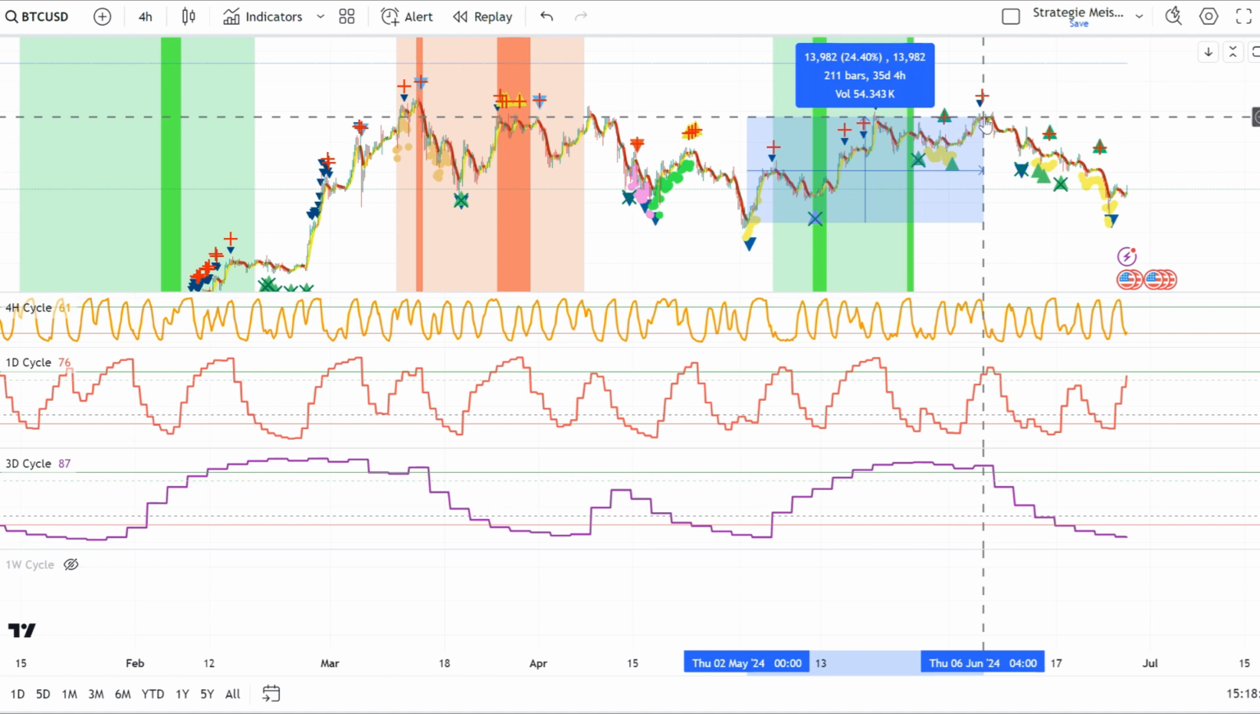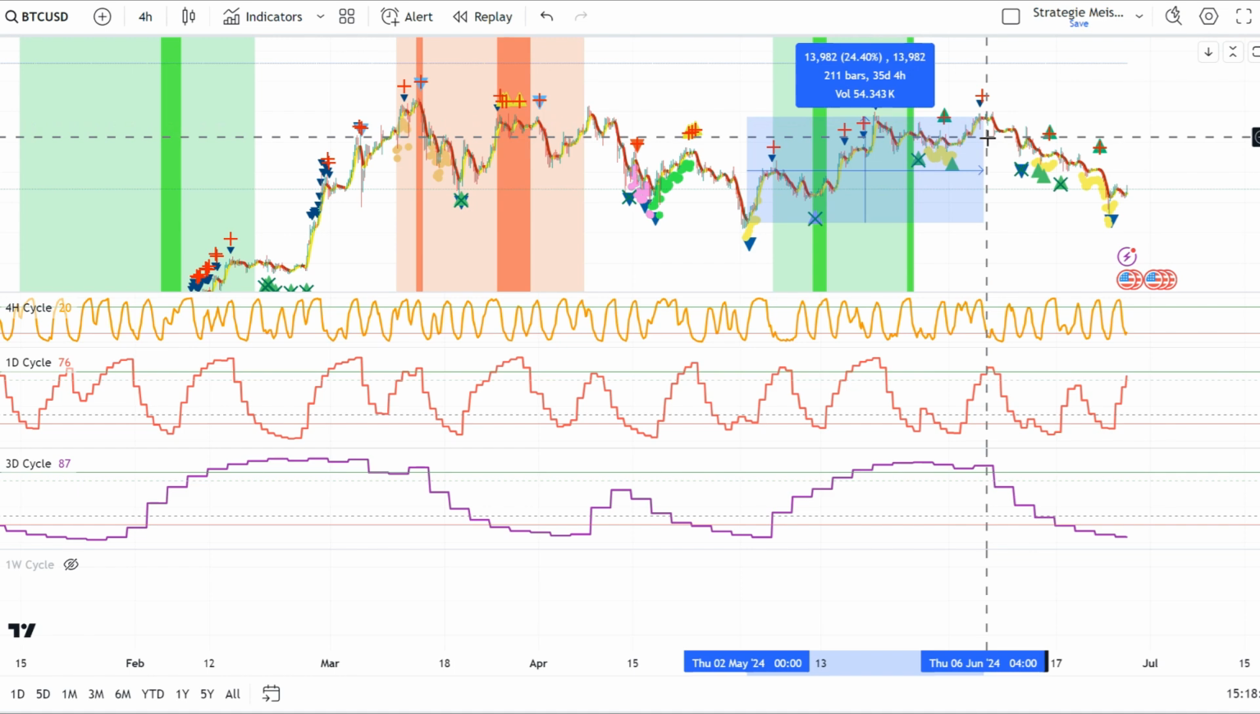And guys, in this case, we didn't use any Twitter, any influencers, or any CPI or any other data. We simply used the cycle theory, which is available in my VIP group.